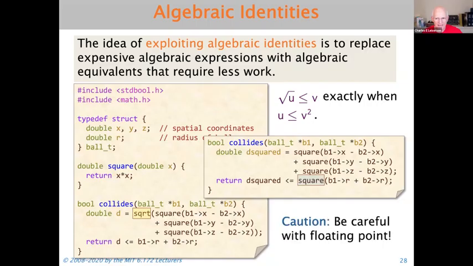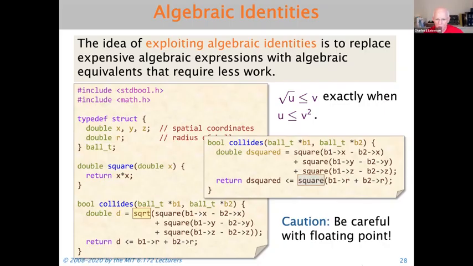Now, you have to be a little bit careful when you use algebraic identities when you're doing floating point, because floating point doesn't obey the real number axioms. In particular, floating point operations are not associative. So remember the associative law. It says that the quantity A plus B added to C is the same as A added to the quantity B plus C. And that turns out not to be true for floating point operations because of round-off error.